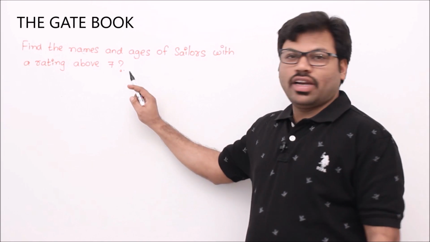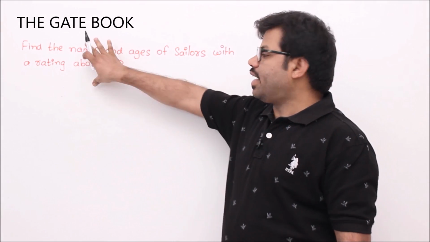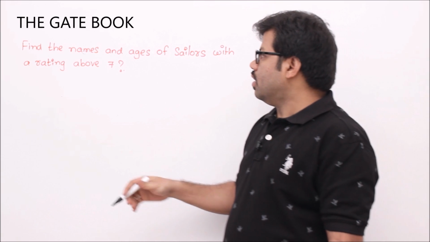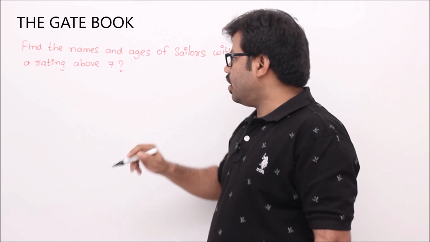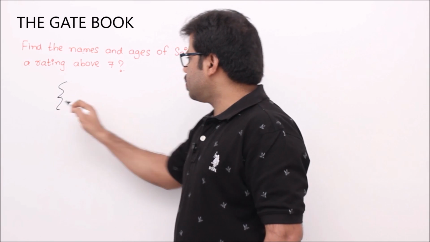Now we'll see how to write the tuple relational calculus query for some problems. Let me take a problem directly and try to write the formula. Find the names and ages of sailors with a rating above 7. So what I do is I write like this.